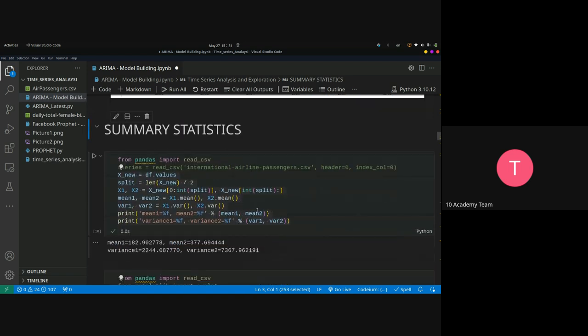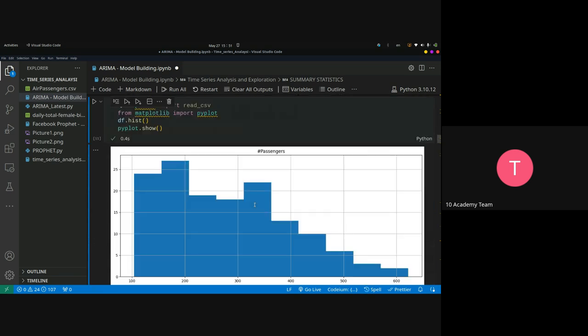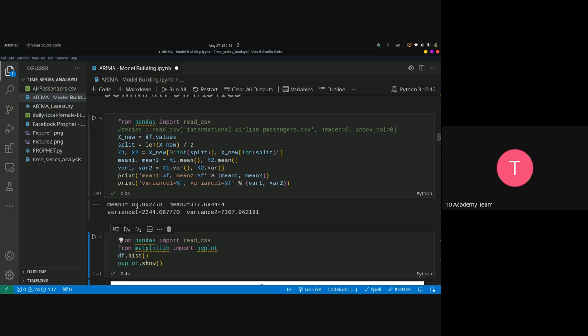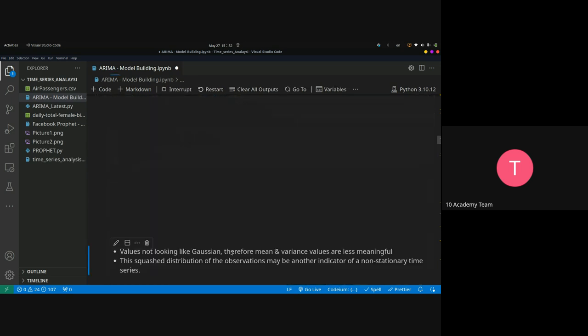If we do the summary statistics, just like the previous one, we divide the data into two and compute the mean and the variance. The mean here is 182.90, and here is 377.7, so that one is smaller than this one. Even the variance is 2,244.08 here and 7,367.96 here. So there is a big difference between the means and the variances, which is an indication, not for sure, that the data is non-stationary. But that is just for exploration. We need to do the statistics.